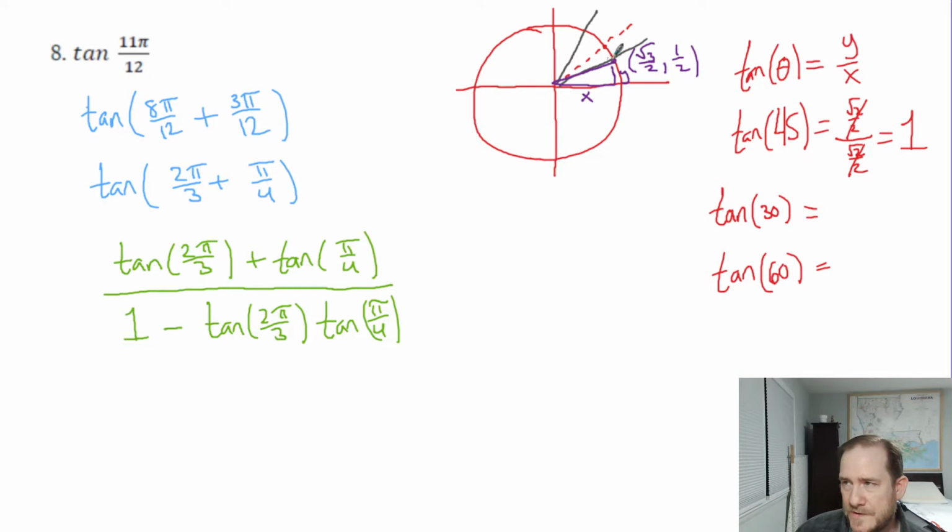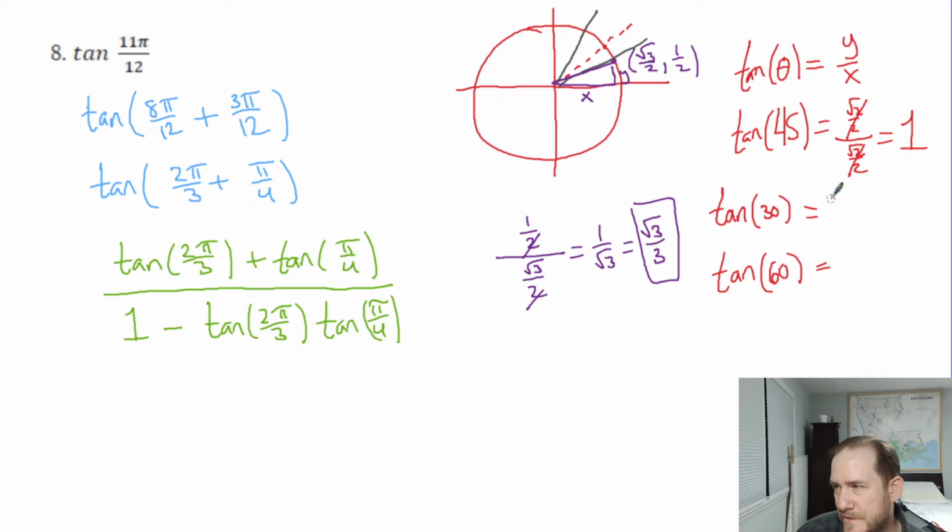But tangent of 30, since we just labeled 30, if tangent's y over x, then we know tangent of 30 would be the 1/2 in the numerator and the √3/2 in the denominator. And you can kill those 2's and you'll get 1 over √3. But you do have to rationalize that denominator. So multiplying by √3/√3 gives √3 over normal 3. So that's tangent of 30, √3/3.